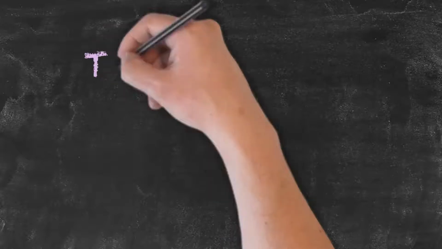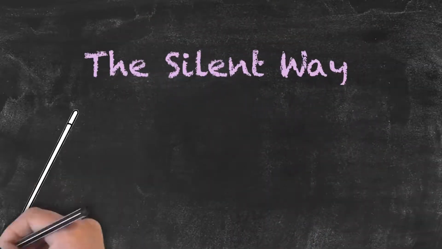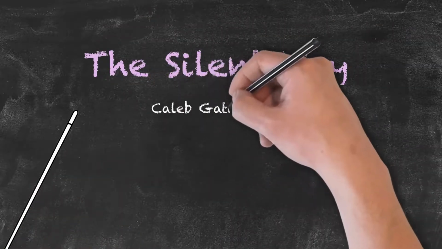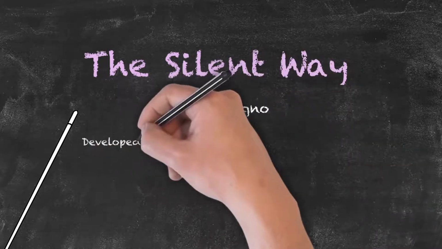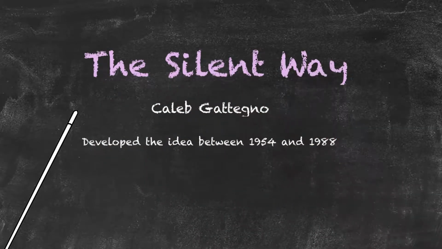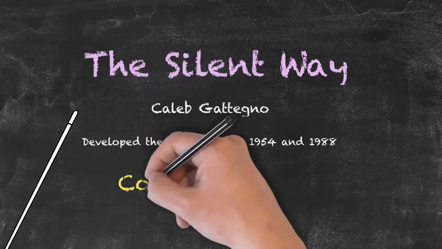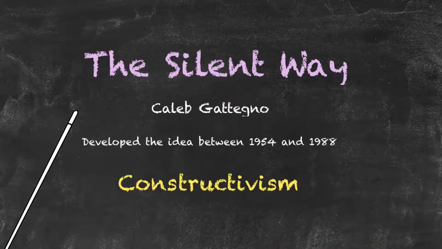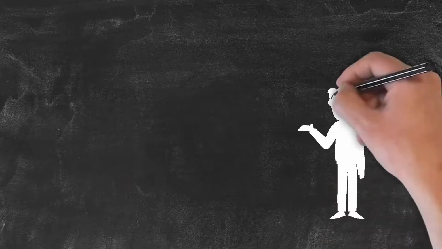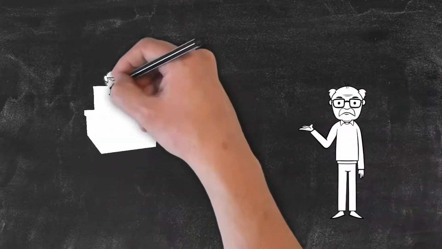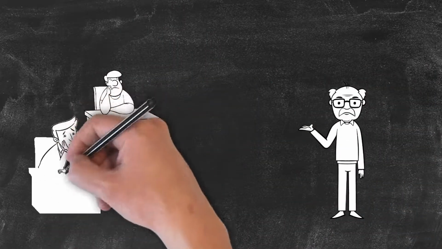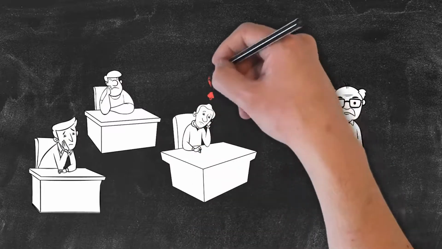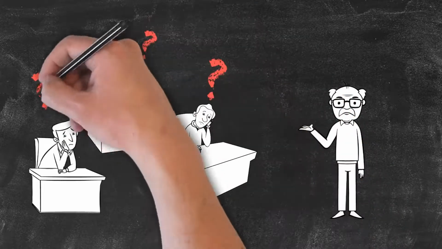Our next methodology is called the silent way, and it's accredited to Caleb Gattegno. This particular methodology moved on from the behaviorist stimulus response to what's called a theory of constructivism. And this constructivist approach was very, very different, very radical to anything that had been tried before. The background to this particular methodology was that there was a mathematics teacher who found that his students were finding it very difficult to understand particular concepts.